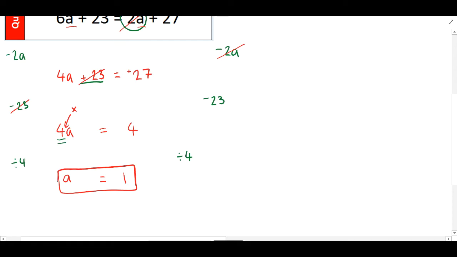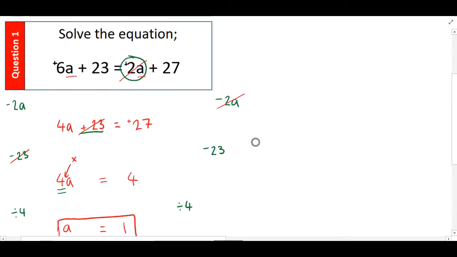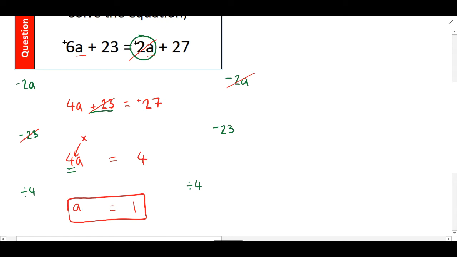So the solution to our first example is a equals 1. And if you wanted to, you could always double check it by substituting a equals 1 back into this equation. So 6 lots of a would be 6, plus 23, well that gives me 29. On the right hand side, 2 lots of a, that's 2, plus 27, that also gives me 29. So we know that our solution is correct.